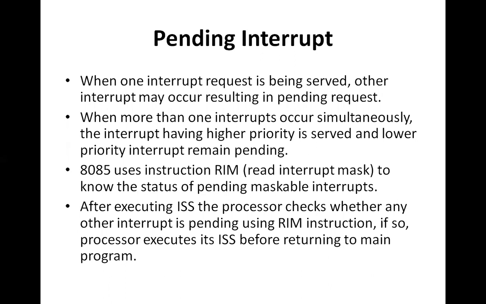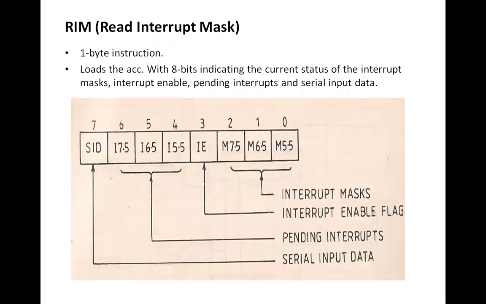That is what I want to say: read interrupt mask is going to read only the pending status of 6.5, 5.5, and 7.5. It is not going to check the pending status of the INTR line, because the INTR line is different from 5.5, 6.5, and 7.5, because the INTR line does not belong to the category of vectored interrupts. So let us see how this read interrupt mask works.